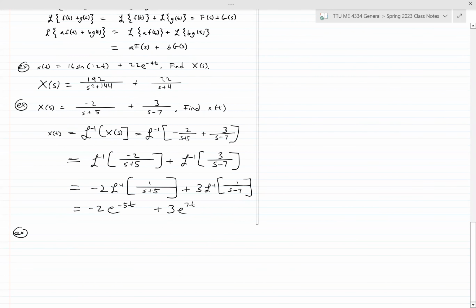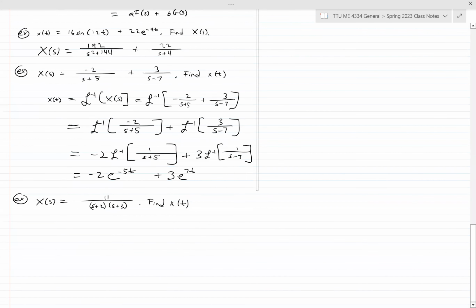Another example. X of s is equal to 11 over s plus 2 times s plus 3. Find x of t. Okay. So ideas for this one. Partial fraction expansion isn't the name of it normally, or decomposition, I guess. I'm going to call it expansion. So partial fraction expansion, right? But let's go through this step by step to get there, right?